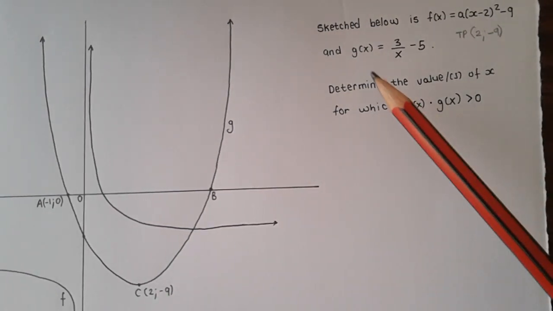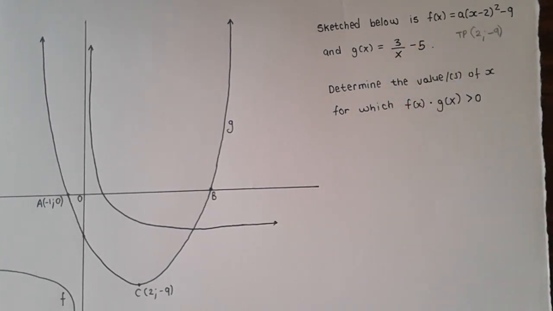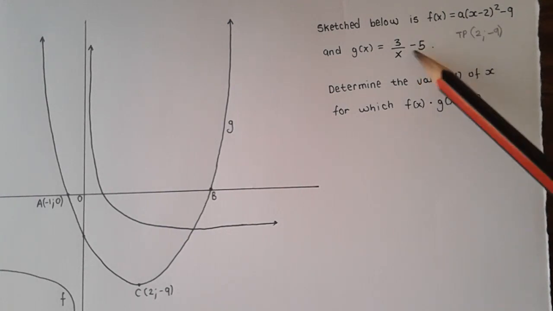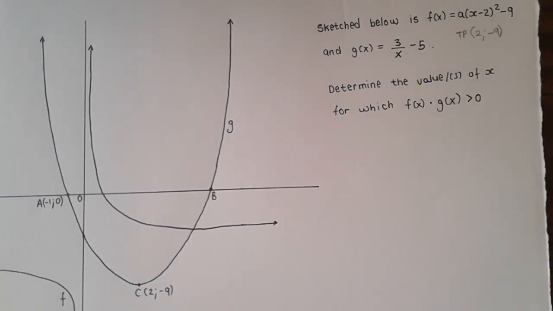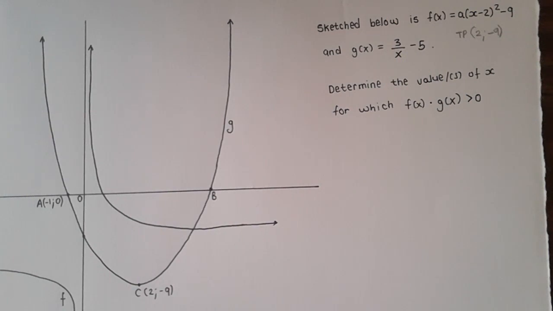Then we have g of x equals 3 over x minus 5. So this is basically a hyperbola, and this is the mother function. It's been stretched by a factor of 3 and then moved downwards 5 units. If it's been moved downwards by 5 units, it also means that this hyperbola has a horizontal asymptote through the line y equals minus 5.